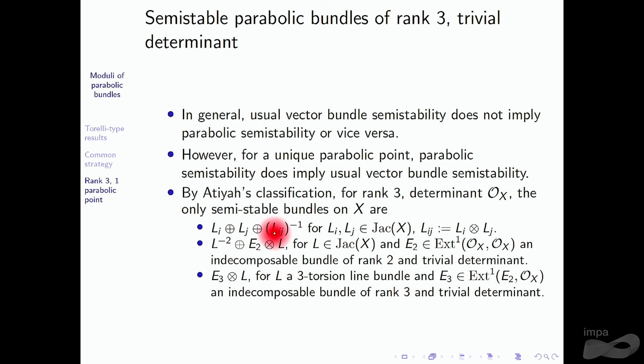Since we need our vector bundle to be semi-stable, it is going to be one of these 3. Okay.